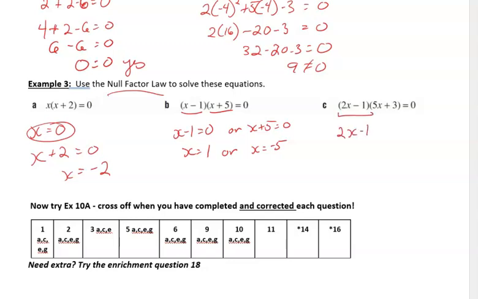2x minus 1 equals 0 will make that equal to 0, or the other binomial, 5x plus 3 equals 0. So 2x equals 1 because we add 1 to both sides. x equals 1/2 because we divide by 2. That's one answer. Or, let's see, 5x is equal to negative 3. Divide by 5, negative 3 over 5. Those are the two possible answers. You can check by substitution, but I promise you it works.